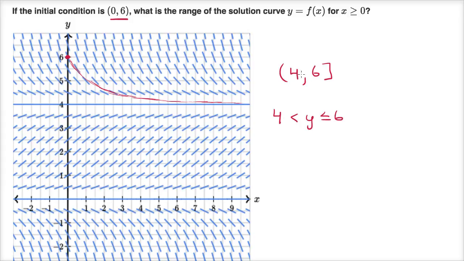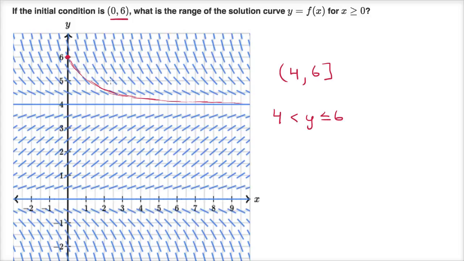Either way, this is a way of describing the range, the y values that the solution will take on for x being greater than or equal to 0. If they said for all x's, well, then you might have been able to go back this way and keep going. But they're saying the range of the solution curve for x is greater than or equal to 0. So we won't consider those values of x less than 0.